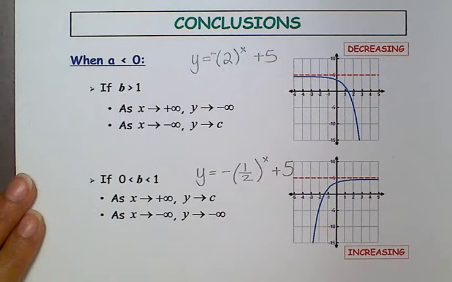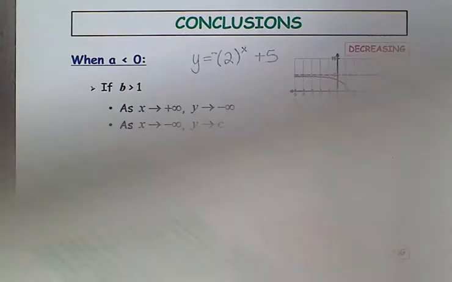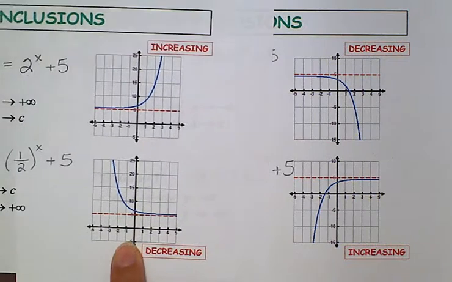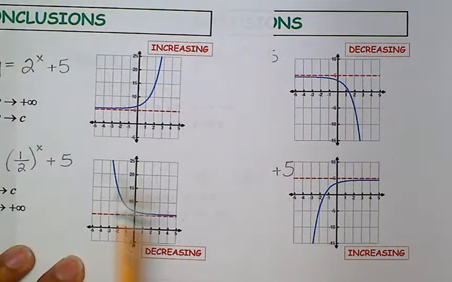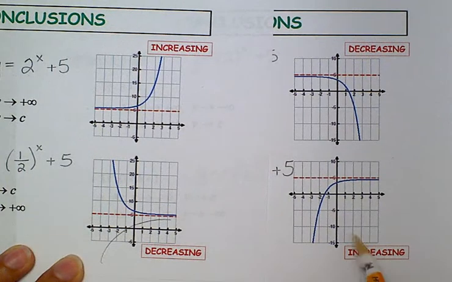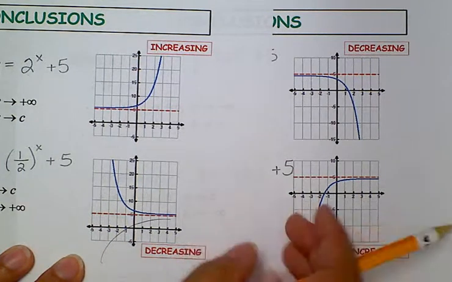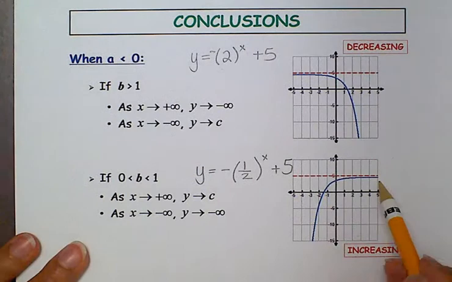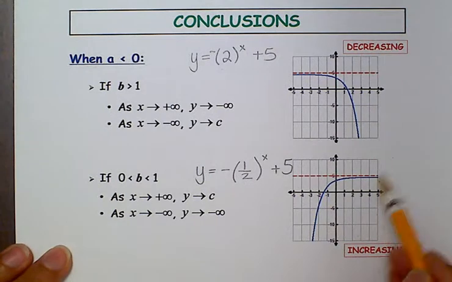So if we compare it to the previous one we looked at, earlier we had a decreasing graph. As you reflect it, it goes from coming down and to the right to going up and to the right, much like what we have here. And so instead of a decreasing graph, now you have an increasing graph instead. So as x gets larger, y approaches the asymptote, and as x gets smaller, y approaches negative infinity.